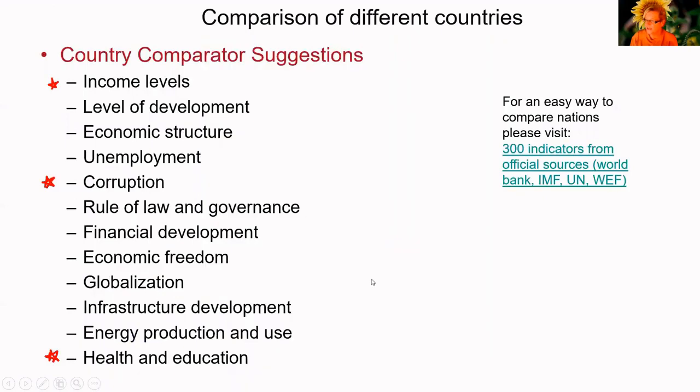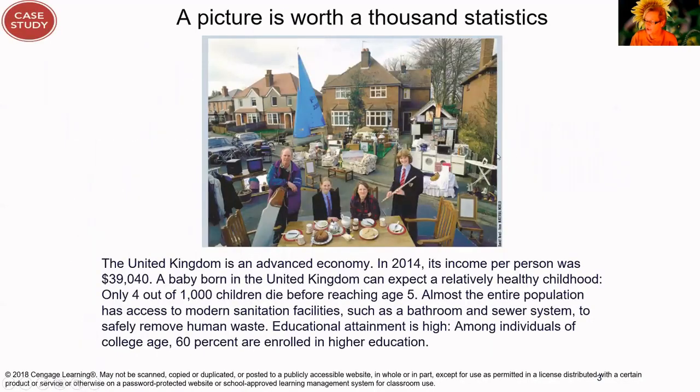Economic levels and different kinds of things. When we take a look at our first picture here, this is a developed economy in the United Nations. Again, looking at 2014, average income would be $39,040. And about 0.04% would die before reaching the age of 5. Sanitation is not an issue in this developed economy. Education is high, and 60% are enrolled in higher education.